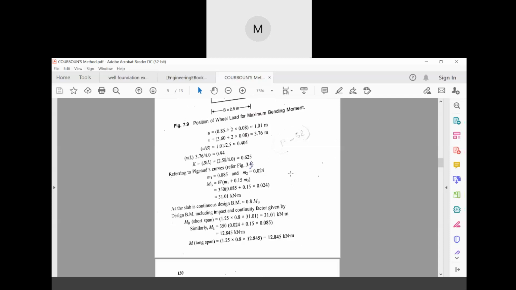We'll have to give this impact and continuity factors, which are 1.25 and 0.8 times. So once we find out the MB and ML, then we'll have to multiply it with 1.25 and 0.8, so that we consider both the impact and the continuity factors. I hope this is clear up to this part.